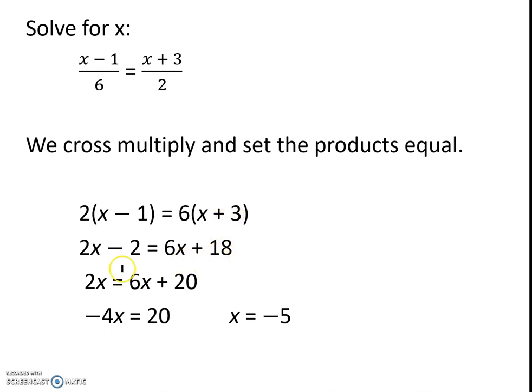Combining like terms, we add 2 to both sides of the equation, and we find that we have 2x equals 6x plus 20. Subtracting 6x from both sides of the equation, we get a negative 4x on the left, and we still have our 20 on the right. But we don't want a negative 4x, we want x. So we divide both sides of this equation by a negative 4 to find that x equals a negative 5.